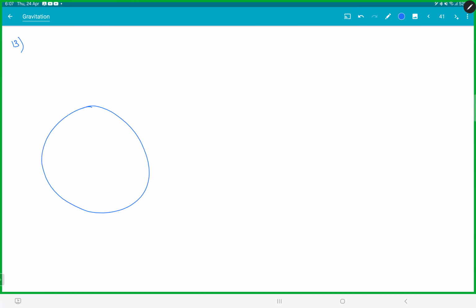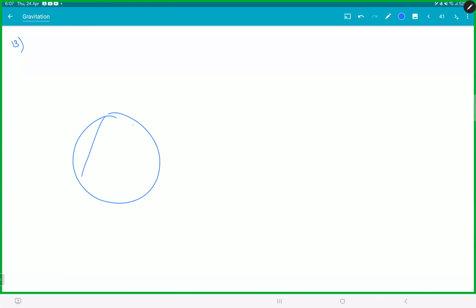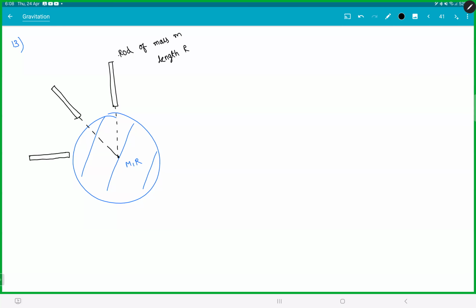So let's say we have a planet, mass m and radius r. Around the planet, we have a rod, not a particle, a rod, mass m and length r. This rod is going around the planet. So this rod is slightly above the ground level.